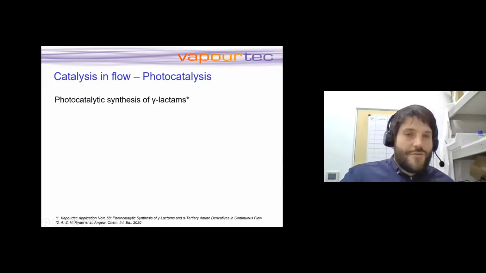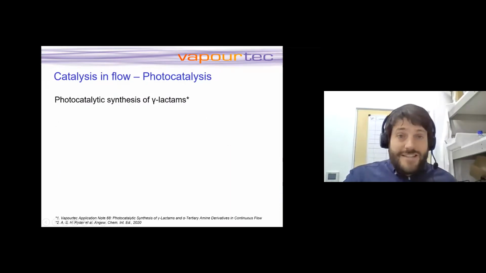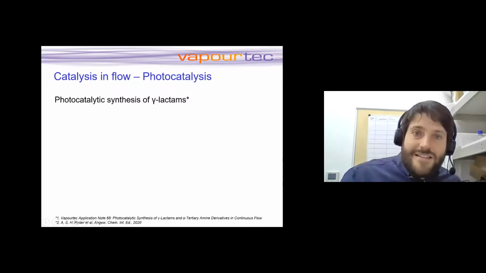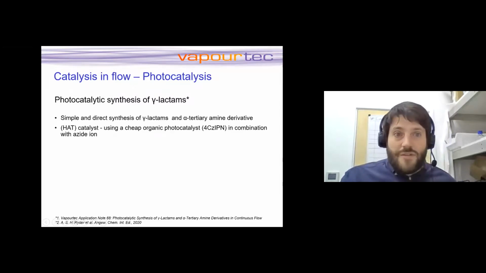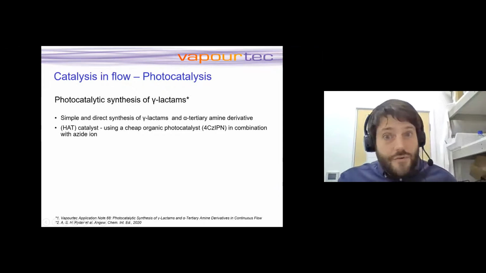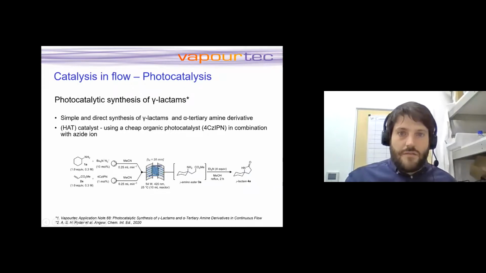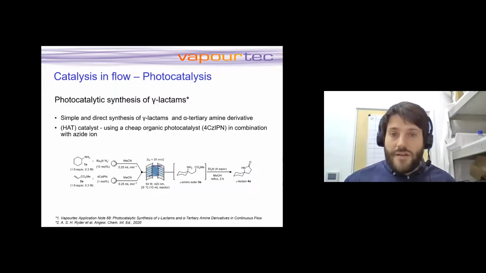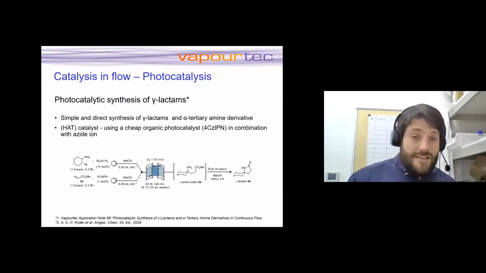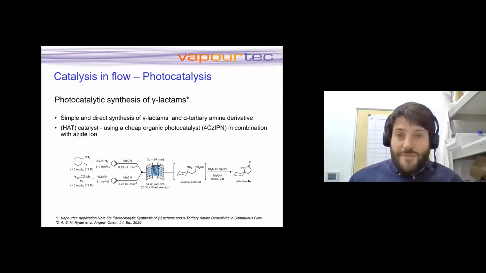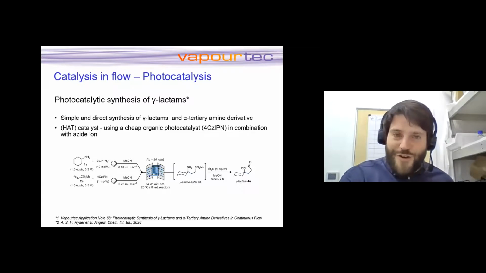So one of the examples I wanted to talk about in photocatalysis is the photocatalytic synthesis of gamma lactams, which happens with a hydrogen atom transfer catalytic process. This reaction is very tricky to achieve with thermally mediated, multi-step reactions, whereas in a photochemical approach, it can be simply done in one step.